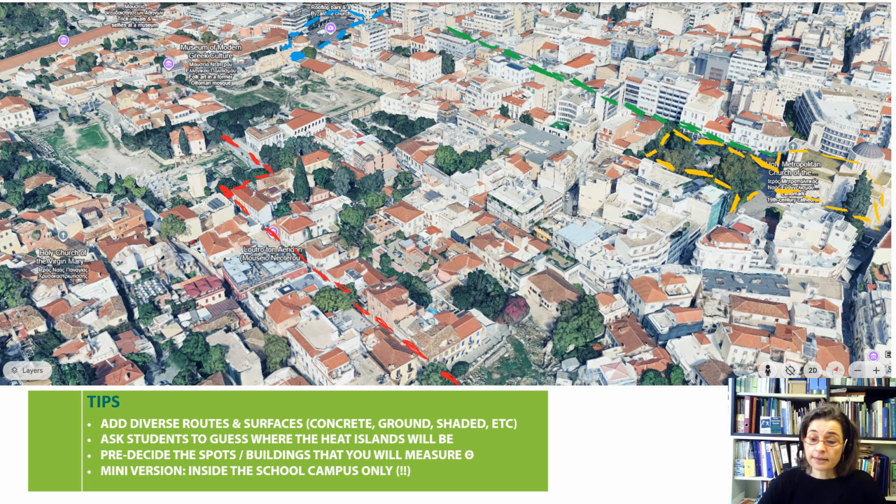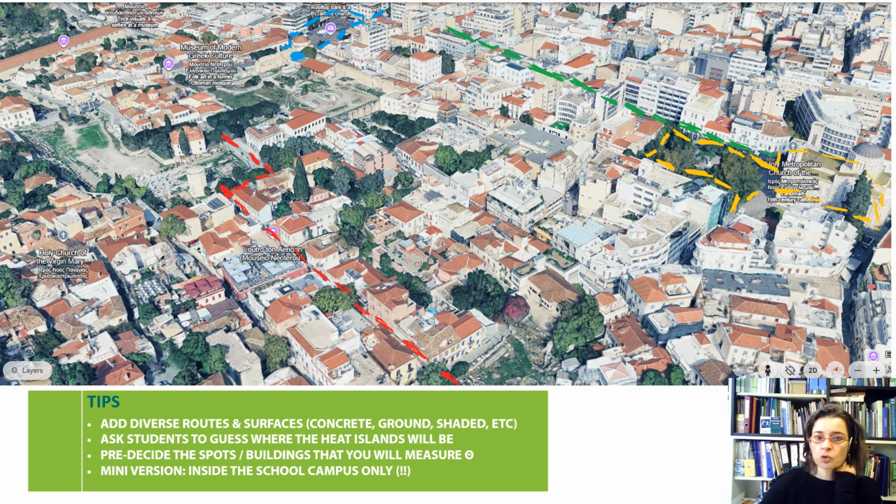And as a next step, you create together with the students the routes and the surfaces that they will measure in the field trip. So you add diverse routes. As you see here, we have one in red, which is actually the street of our office. We have one in yellow, that is a square with a more green area. We have a street that has high traffic and tall buildings around, and we expect the urban heat effect to be higher in this street.